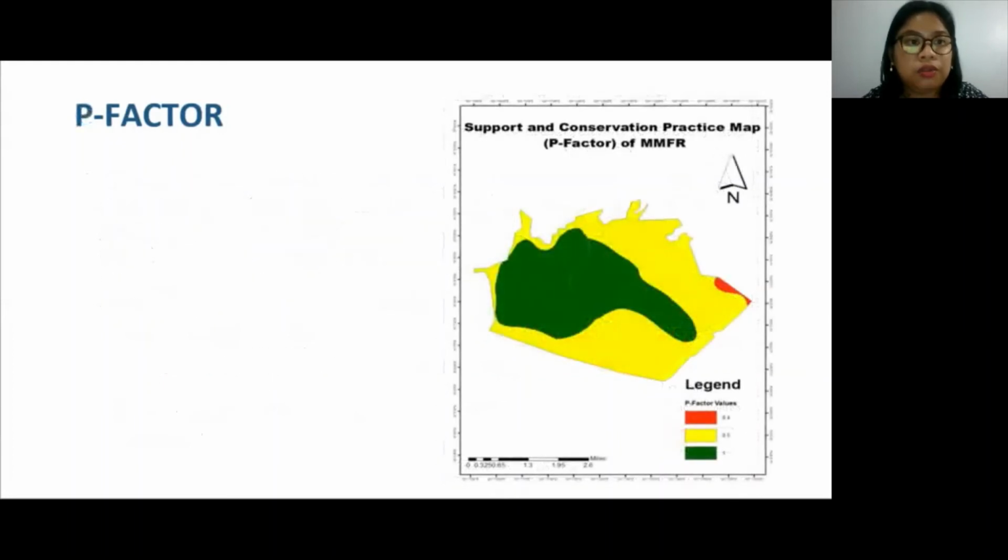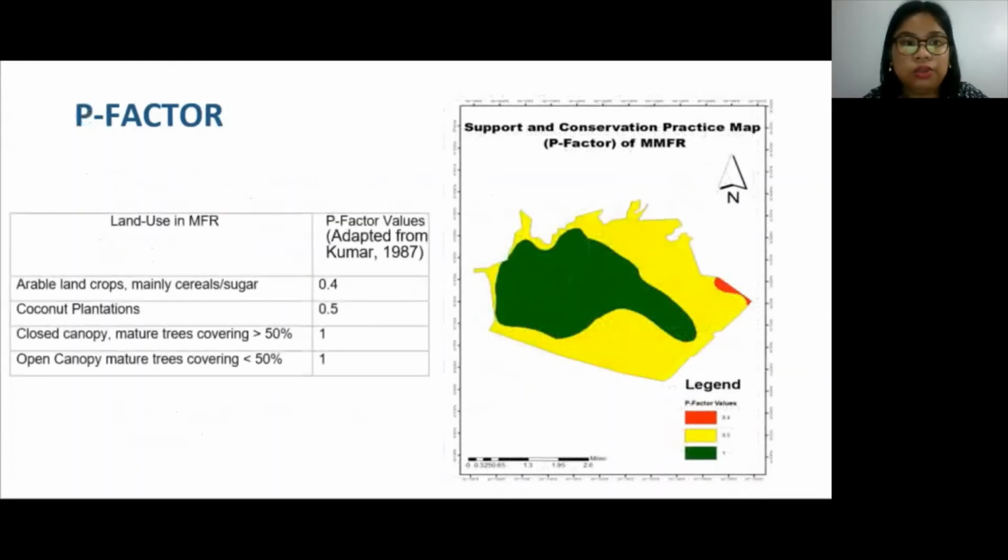Now let's proceed to the P factor value. This is the land use of the MMFR. The shapefile was derived from DNR region 4. These are the P factor values. The P factor is defined as the ratio of soil loss with specific conservation practices to soil erosion. P factor values range from 0.4 to 1, indicating that lower values contribute to the quantity of runoff and soil loss because of lesser impacts in soil conservation.